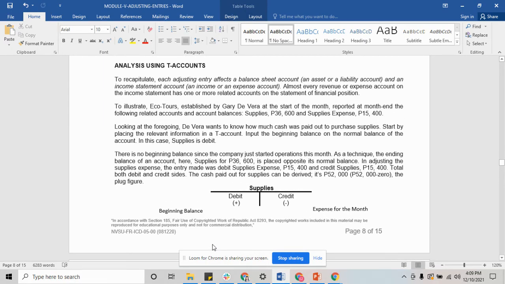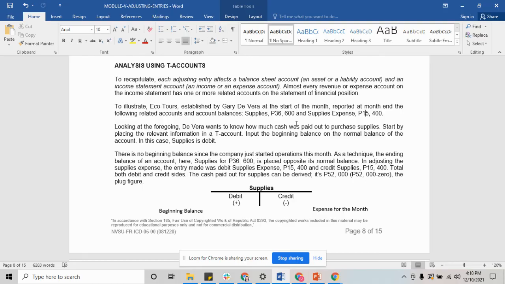Let's analyze the accounts using the T accounts. To illustrate, Equitors established by Gary De Vera at the start of the month reported at month end the following related accounts and account balances. Supplies is 36,600 and supplies expense is 15,400. Looking at the foregoing, De Vera wants to know how much cash was paid out to purchase supplies.